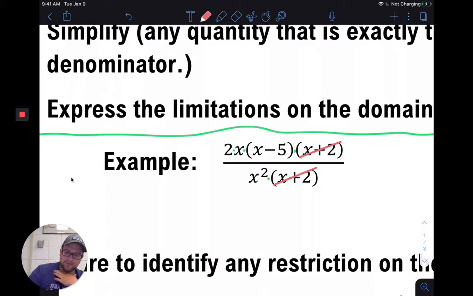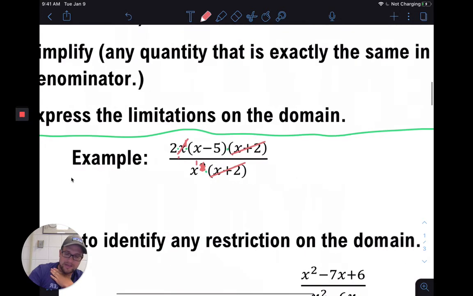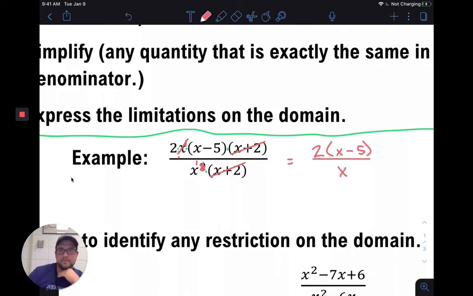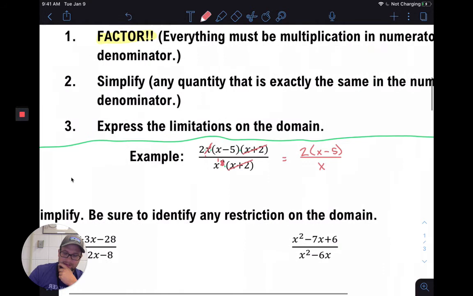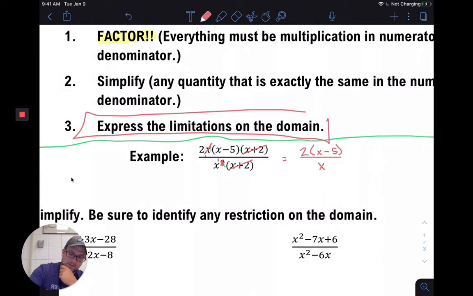So the x plus 2's are going to cancel off. If I factor the x's out, I had 1 up top, so this guy's going to disappear, and this will change to a 1. Meaning, we will be left with 2 times x minus 5 over just x.